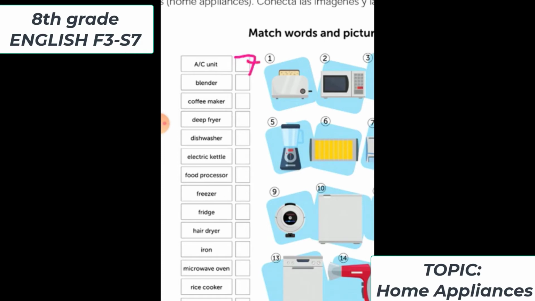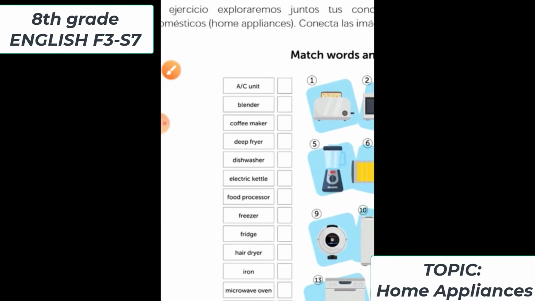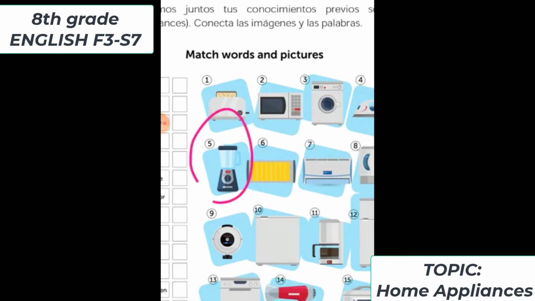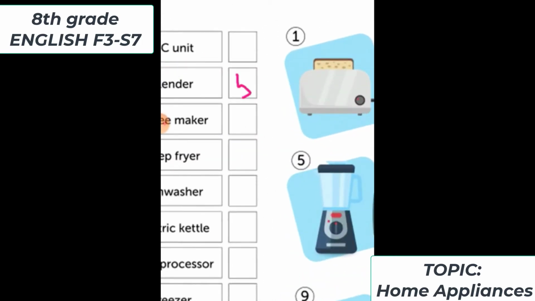Number 7 is AC unit, que está aquí, ve, right here. Number 7, AC unit, air conditioning unit. Next one is the blender. The blender is number 5. Here is the blender. Yes, number 5. And you write blender next to it, number 5.